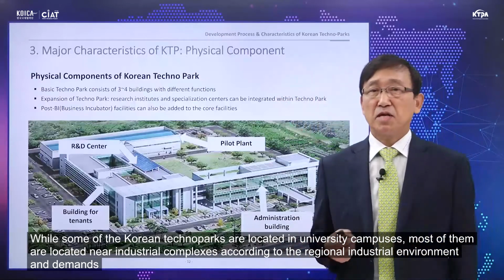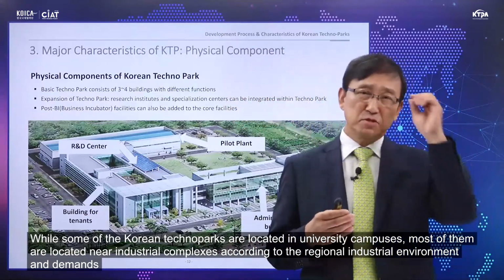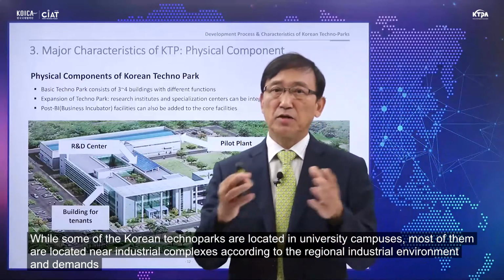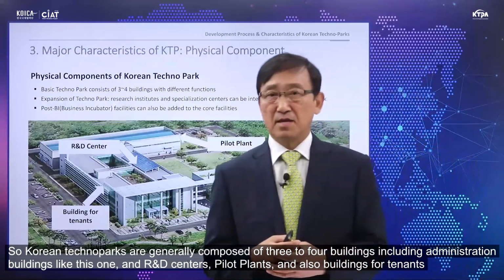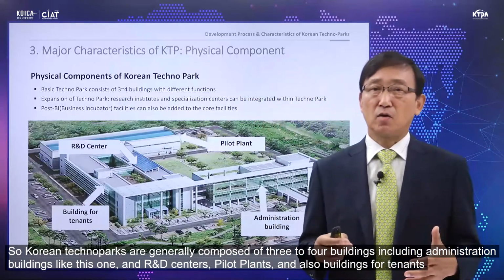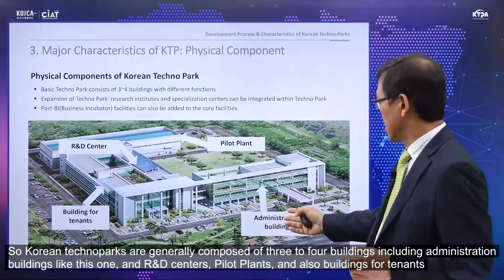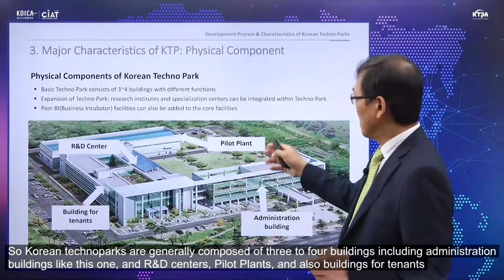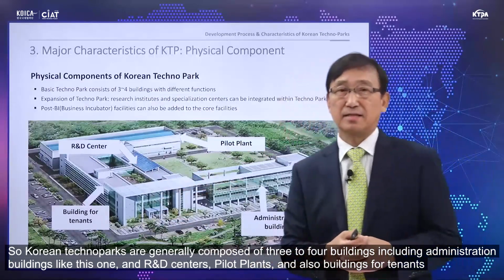Well, some of the Korea Technoparks are located on university campuses, but most of them are located near industrial complexes according to the regional industrial environment and the demands. So Korea Technoparks are generally composed of 3 or 4 buildings, including administrative buildings, looks like here, and then the R&D centers, and the pilot plant, and also the buildings for tenants.